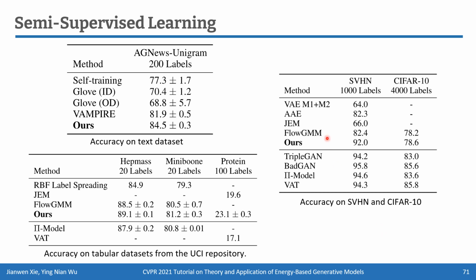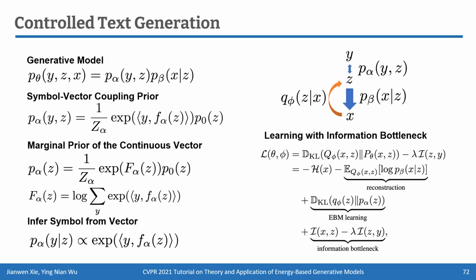And also it performs reasonably well on the image data. And we can also use this as a similar model for the controlled text generation. So again, X is a sentence text, and Z is a latent thought vector. But this time we also couple this with Y. Y may be, say, different topics and different emotions, sentiments, or different actions.